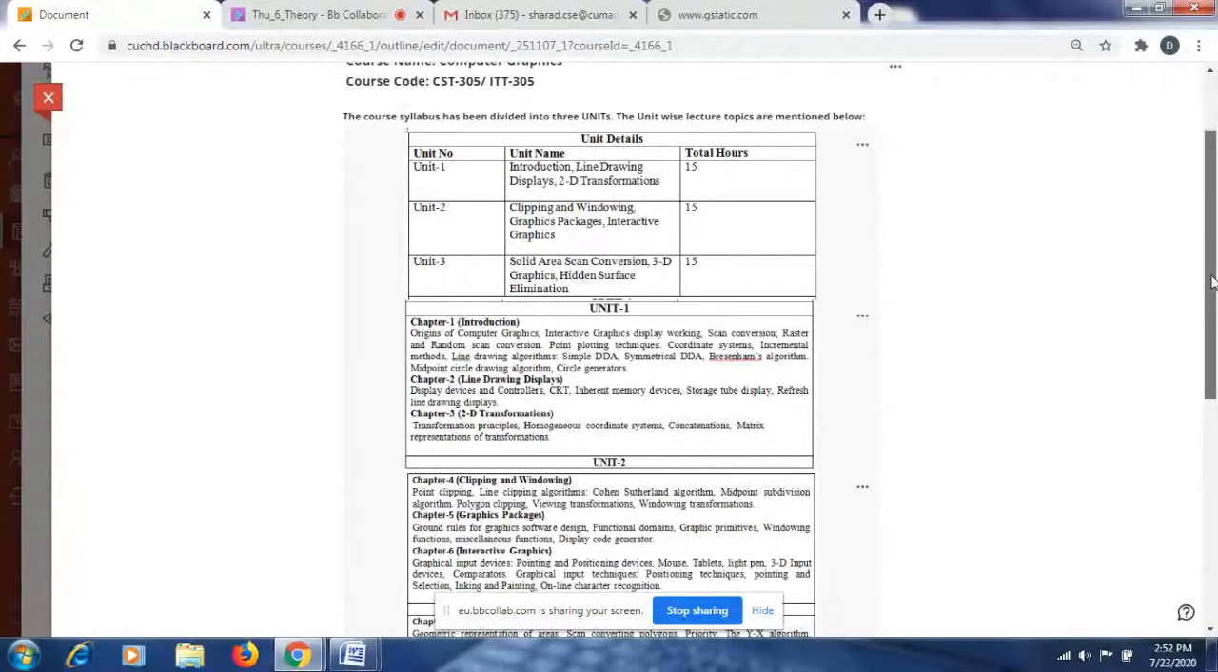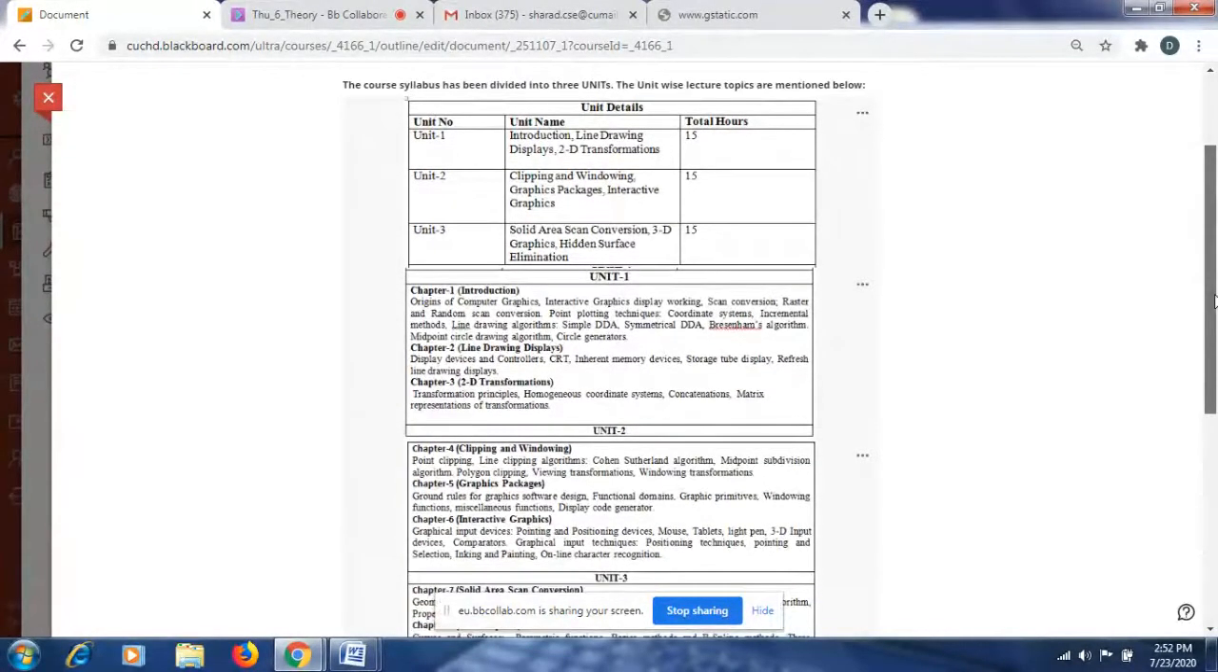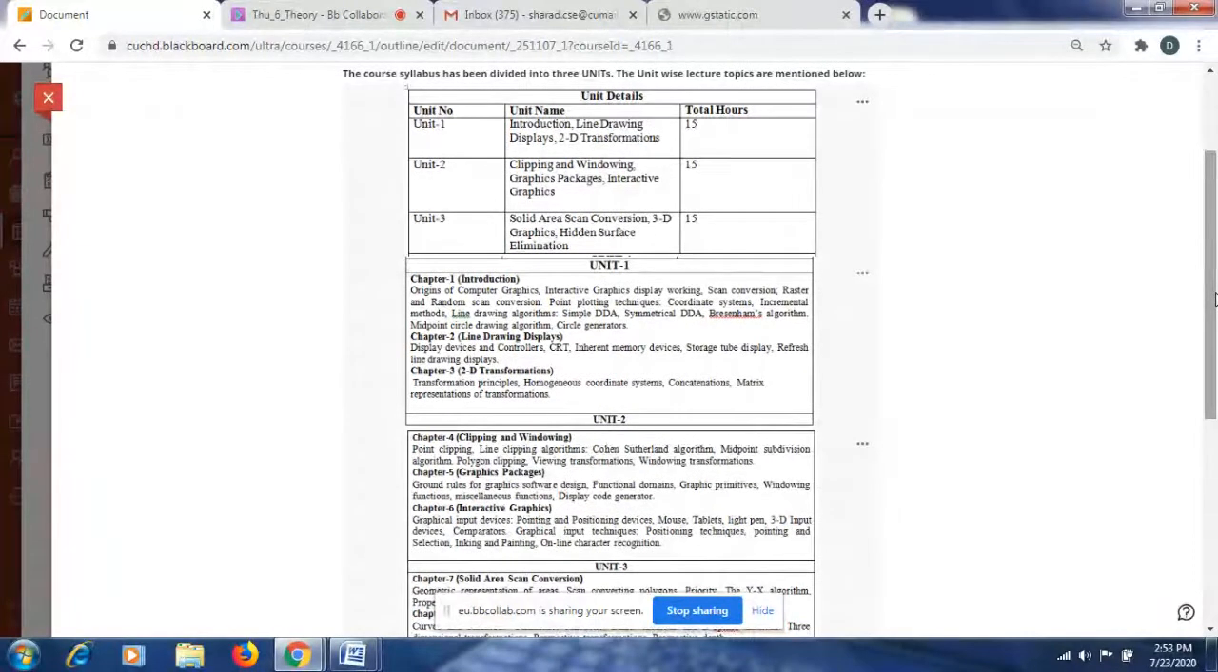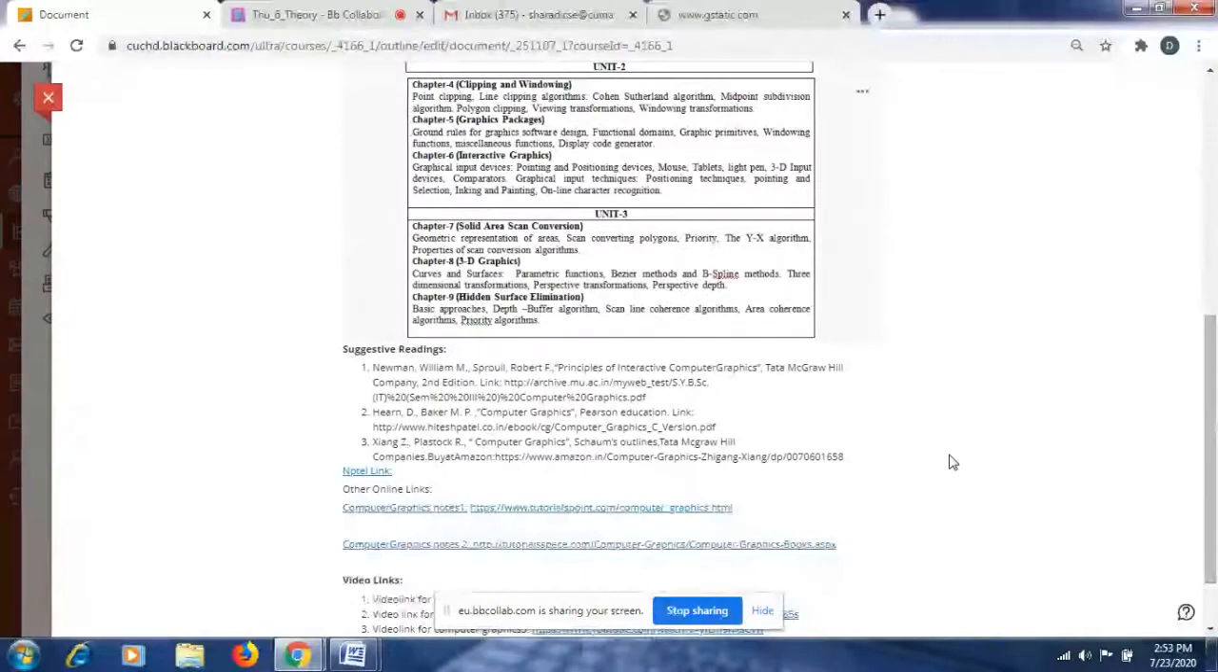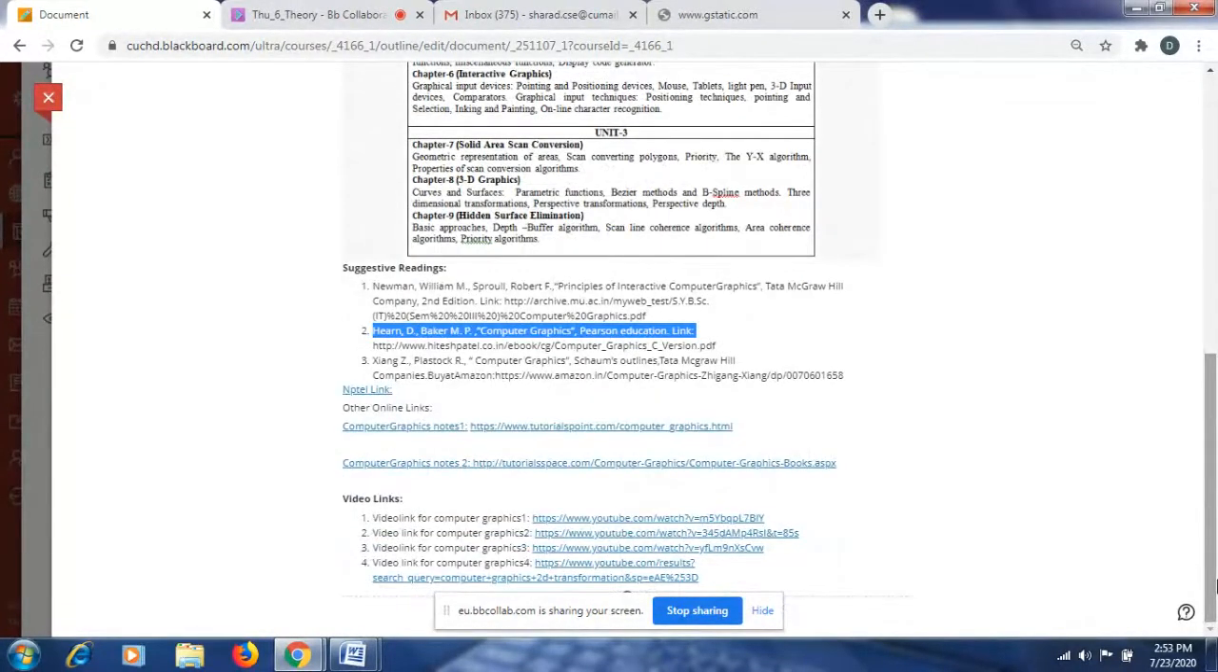So these are the contents of your unit 1, and in unit 1 you have to discuss the basic line drawing and circle drawing algorithms, some display devices, and 2D transformation. Remember, there are 3 textbooks, and the second one, that is Hearn and Baker, is the best book for computer graphics. It will be available in our library, or there are some NPTEL links regarding these books, and some video links are also available. You can check by yourself.